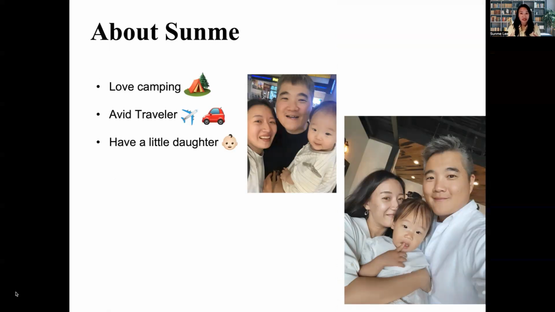And this is my personal side. I have a husband and I have a little daughter. The first photo is the first day we arrived in Austin. It's the Austin airport. But now she grew up so fast. So now she's walking, running, singing, dancing. She's now really a functional human being.